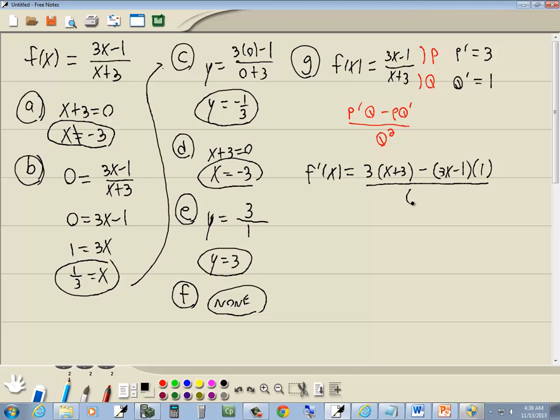And q squared would be x plus 3 squared. I was just double checking myself here. It's kind of early.